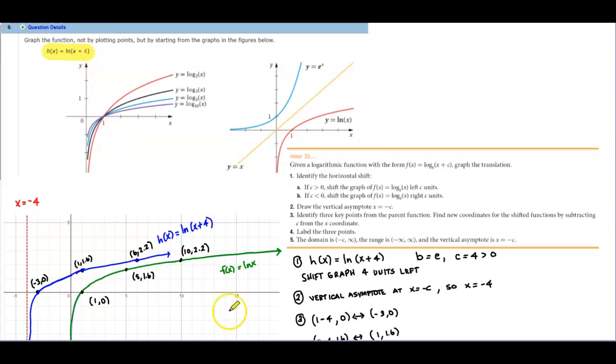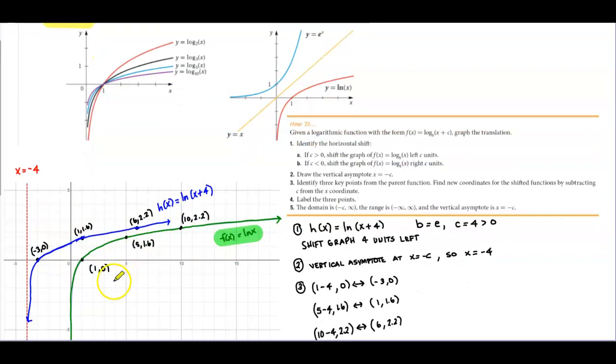Well, the parent function is the following. We have f of x, which is equal to the natural log of x, and what you can see here is in green. So once I graph that, let's say that I graphed it on Desmos, I'm going to go ahead and look at some points on that graph.